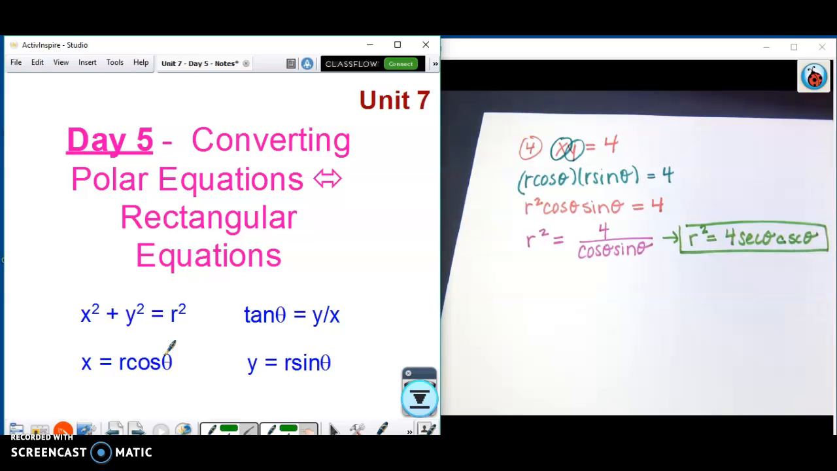So guys, that's how you go from rectangular to polar equations. Same type of formulas we used the previous day for coordinates, but that's how you switch from equations, going from polar to rectangular or vice versa.